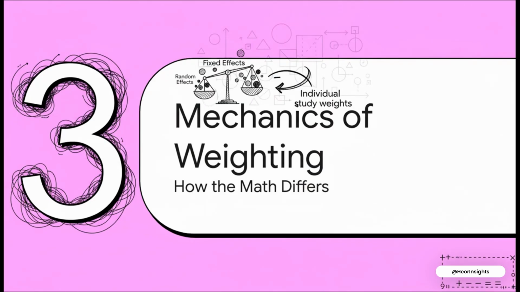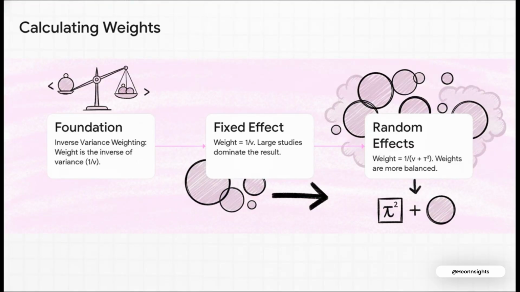All right, let's get into the mechanics. The mathematical difference between the fixed and random effects models, it actually all comes down to one thing: how the weight of each individual study is calculated. Both models are built on a foundation called inverse variance weighting. That's just a fancy way of saying studies with less variance, so more precise studies, get more weight. The fixed effect model is simple. The weight is just 1 divided by the study's variance.